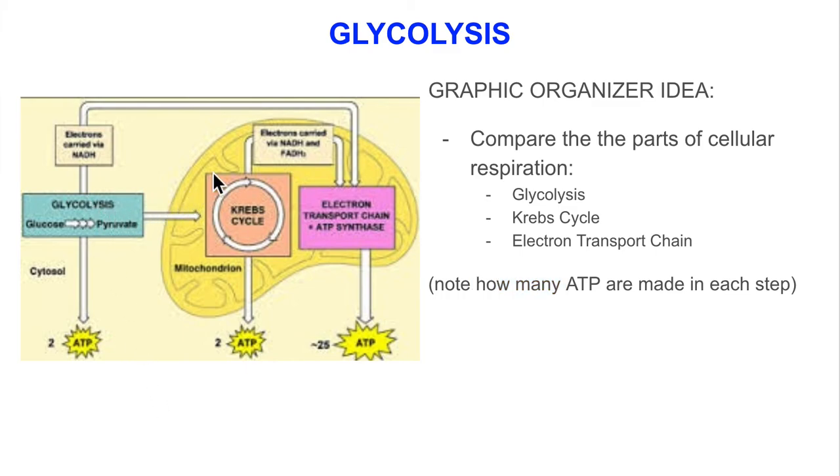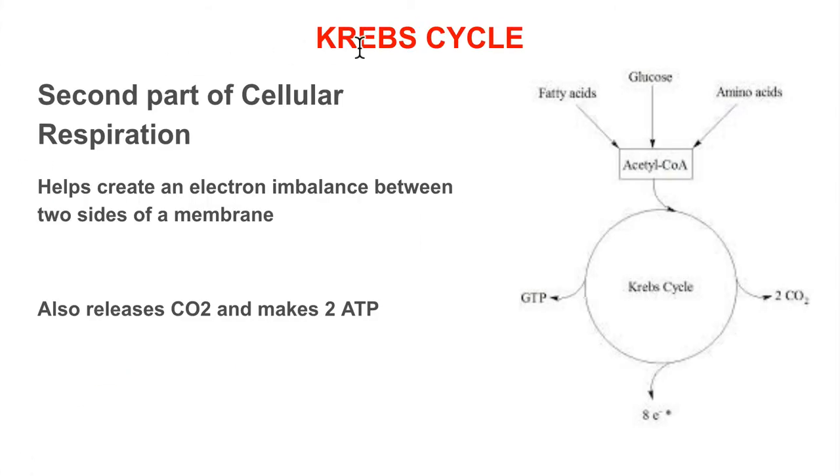Then it's going to enter that mitochondria. So here's my mitochondria, and it's going to go into this next part, which is the Krebs cycle. All right, so the Krebs cycle is the second part of cellular respiration. And this is where we're going to create this kind of electron imbalance between two sides of a membrane. This is also where we release that carbon dioxide.